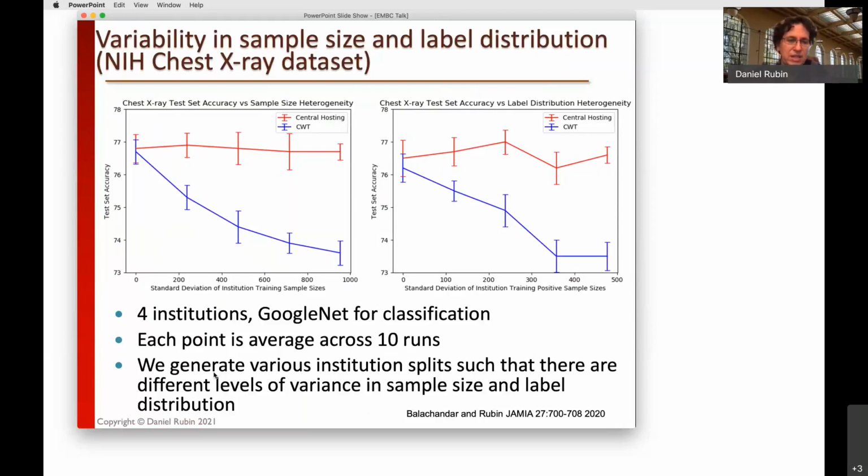So I showed you in the earlier slide that the cyclical transfer method did great. It almost did as good as centralization, and that's over here on the left, where we have central hosting and our cyclical weight transfer. The methods have very comparable performance. But as we introduce more and more heterogeneity across our sites, this is sample size heterogeneity, the performance of the CWT method significantly drops. I mean, the absolute numbers aren't gigantic, but the differences are statistically significant. And also, if the distribution of the labels across the sites increases, the x-axis is more and more heterogeneity across the sites, the more the decrease.